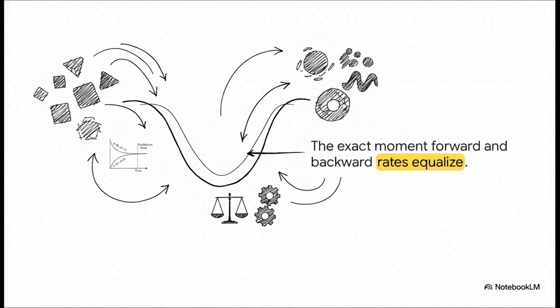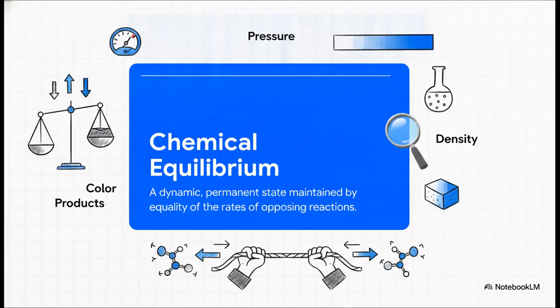Now, take a look at how these curves actually converge over time. You can see the forward reaction slowing down as those initial reactants get used up, and at the exact same time, the backward reaction speeds up as more and more products are formed and become available to react in reverse. Eventually, these 2 curves completely flatten out and meet. The rates perfectly match. And this right here is chemical equilibrium.